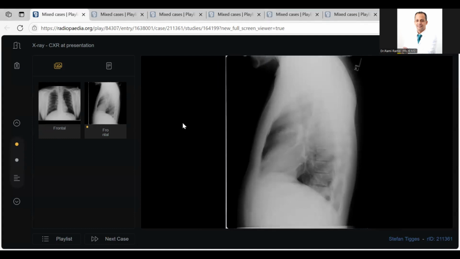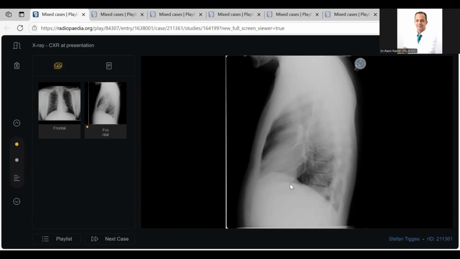Look here. What happened here? In the lateral projection, I see some densities projected over the left hilum. Other than that, I see a bit of diaphragmatic tenting anteriorly. Both of them are normal. This is a normal hilum.